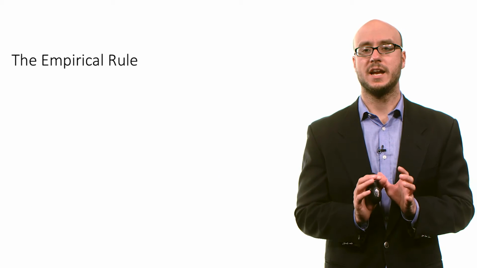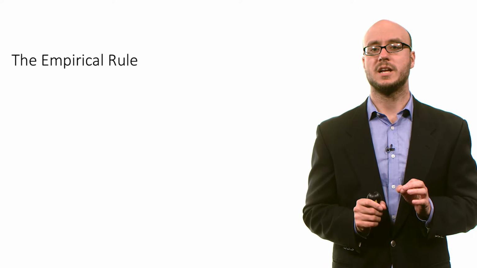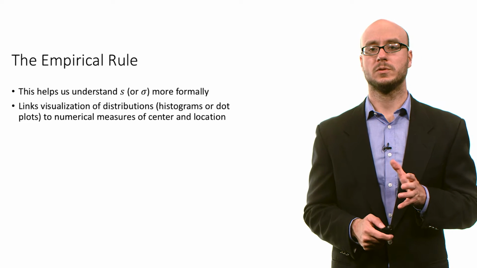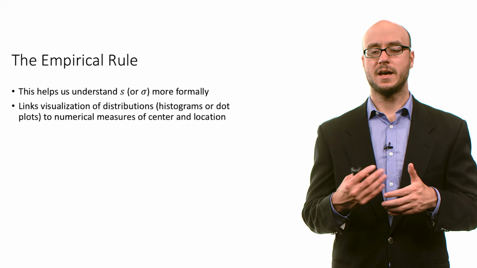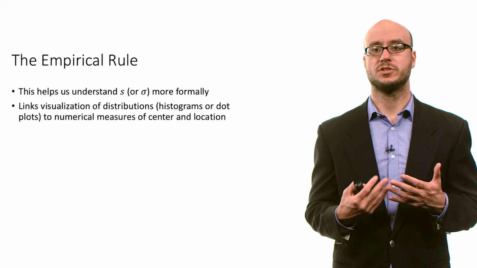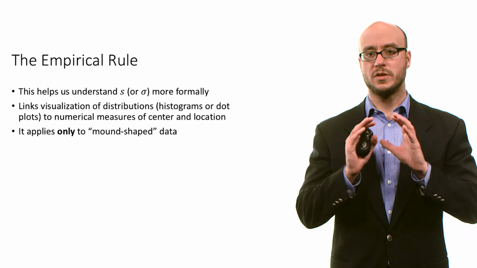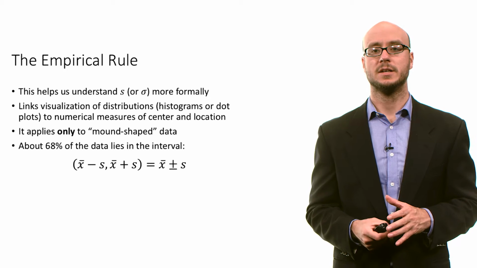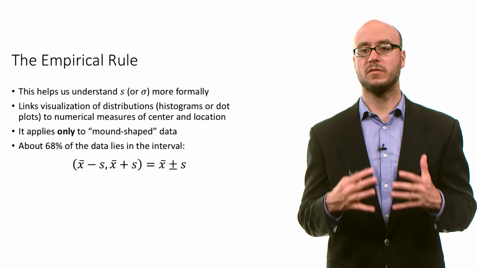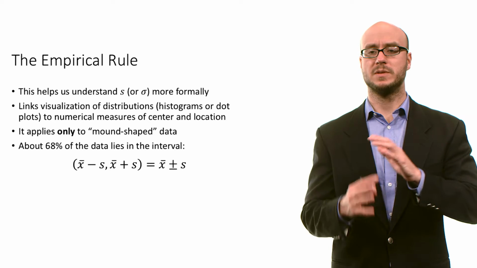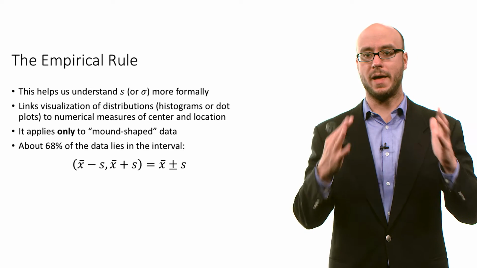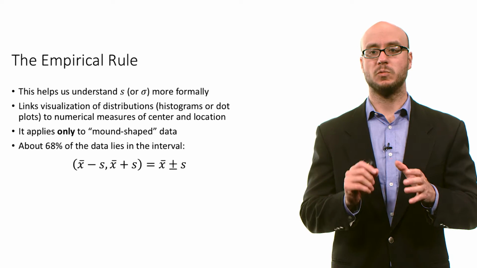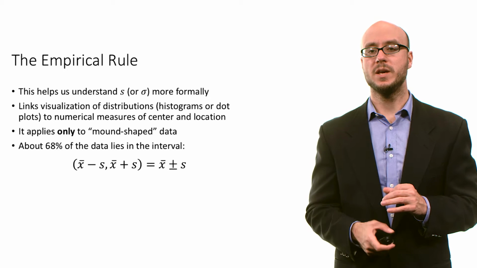Another way of understanding and using standard deviation is through the empirical rule. The empirical rule tells us something about certain distributions. It applies only to mound-shaped, symmetric data. If we know a numerical variable is roughly mound-shaped and symmetrical, so it looks kind of like a hump, a kind of bell, then we know that roughly 68% of the data lies within one standard deviation of the mean.